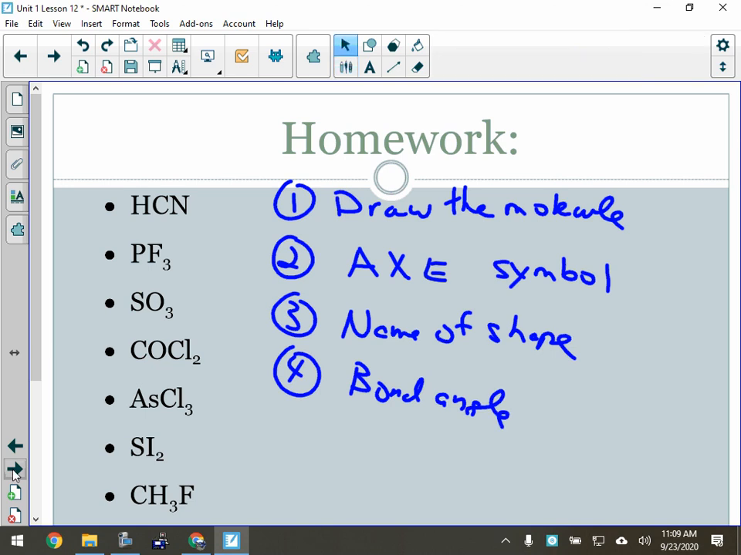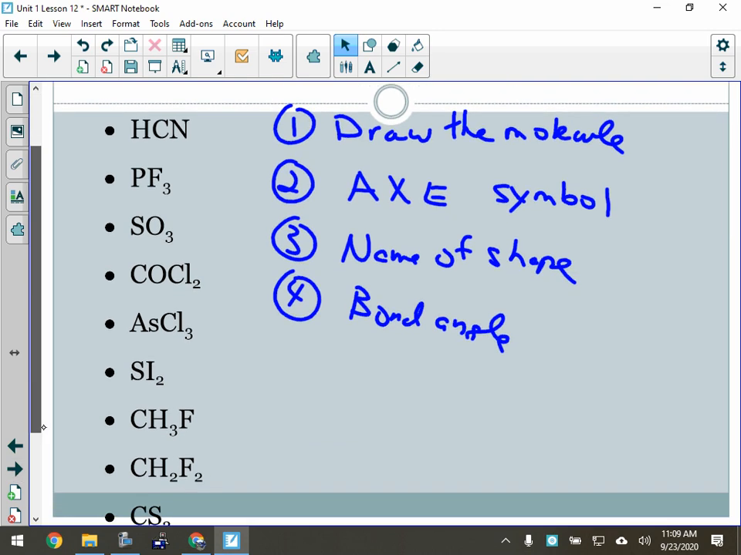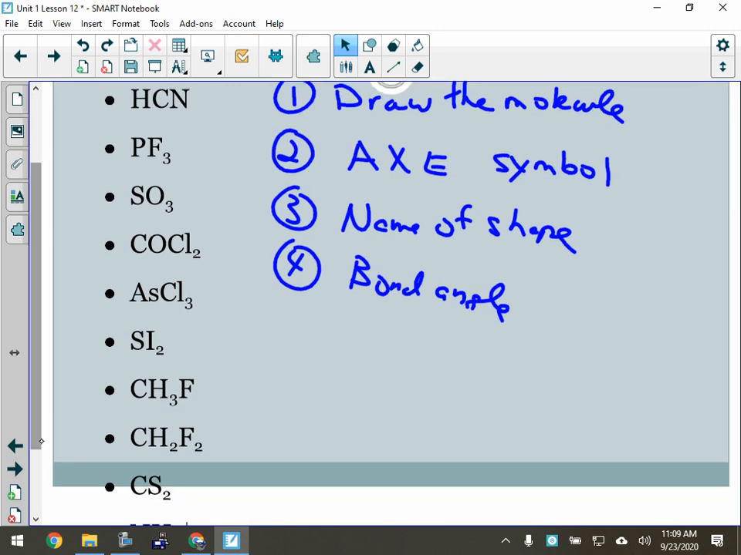Bond angle, and I'll scooch it up here right away once we get that copied there. Maybe I can do that now. Okay, now there's a couple at the bottom here as well. So just before we get too crazy here, we're going to draw the molecule, right? Do the symbol thing, write down the name of the shape, do the bond angle.